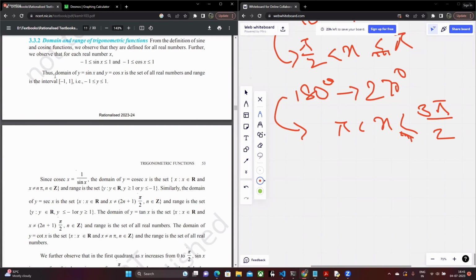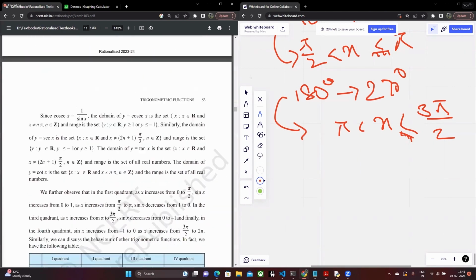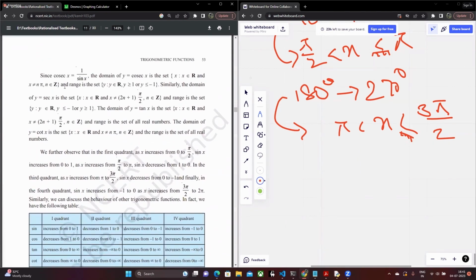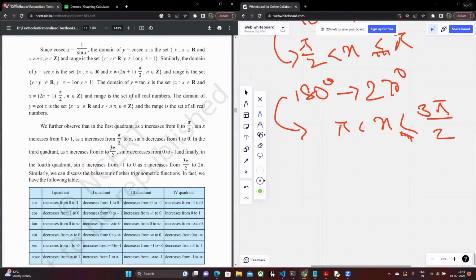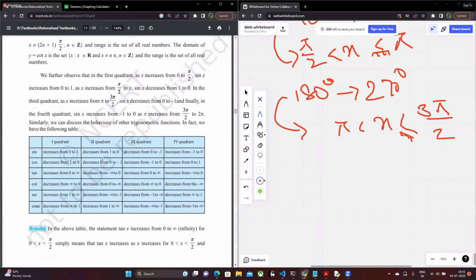Therefore, the domain of y equals sine x is real, and the domain of y equals cos x is real. But the range of sine x and cos x is basically the closed interval -1 to 1. And you know how to deal with 1 by sin x, 1 by cos x, tan x and cot x. If you don't, then draw the graph, you'll figure it out from there. That's all I can say.